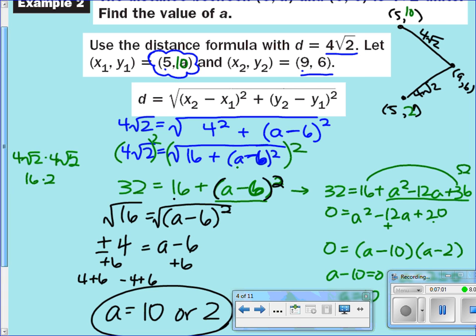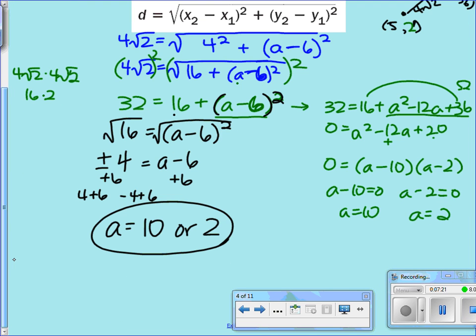If it's 5, 10, the distance for my y's is 4. And 4 squared would be 16, which would add to the 32. If my y coordinate is 2, my distance from 2 to 6 is still 4. It's just going the other direction. So you can tell me your two answers as 10 and 2, or you could fill in your ordered pairs, but this is fine for me.